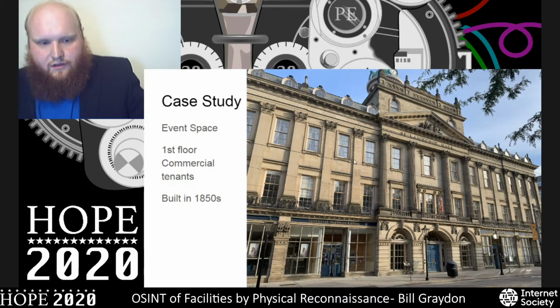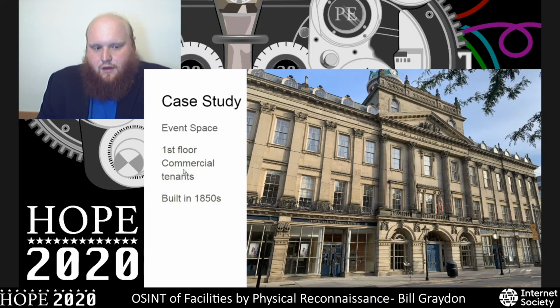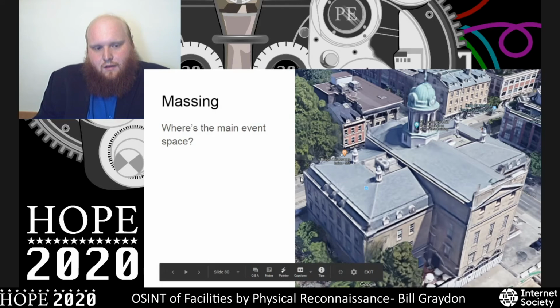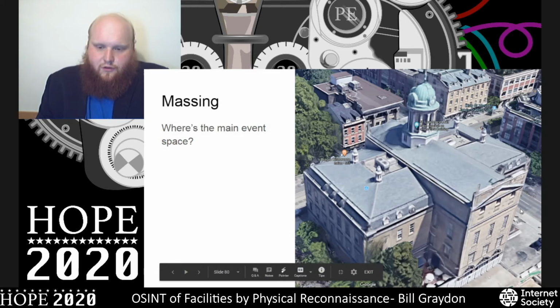So let's look at a few case studies. We have here an event space. Its first floor is commercial tenants, we can tell by looking at it, and it was built in the 1850s. So to determine where the main event space is going to be, we can look at the fenestration and the massing.